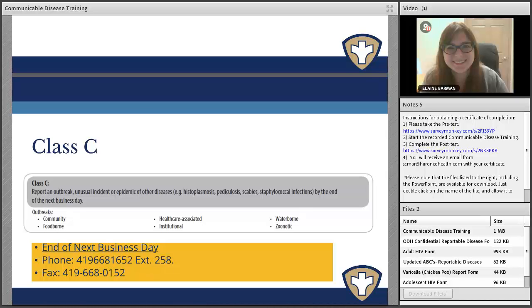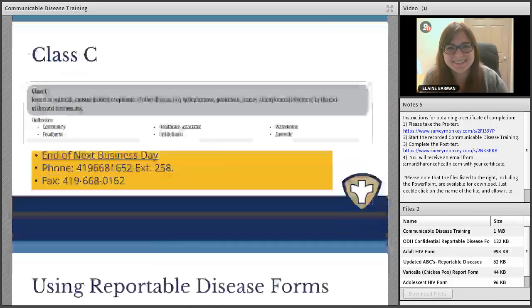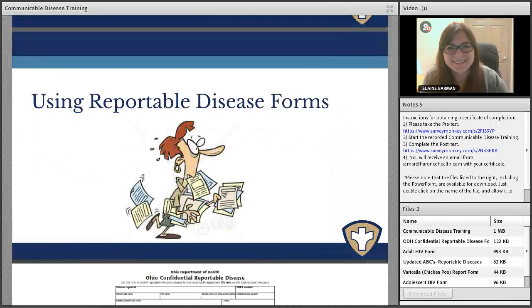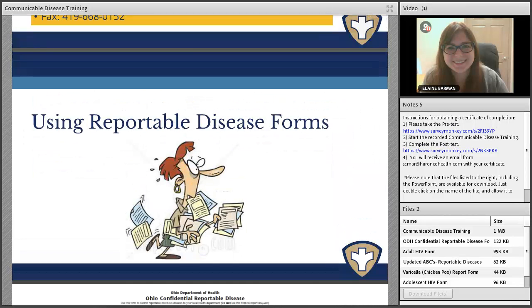You can also fax to that number below. If you fax, again, there's not a form for Class C, so you would just use the normal reporting form and fill it out to the best of your ability on what's going on. Maybe add an extra sheet to explain and fax that. You cannot electronically report this. It does need to be either faxed or phoned in.